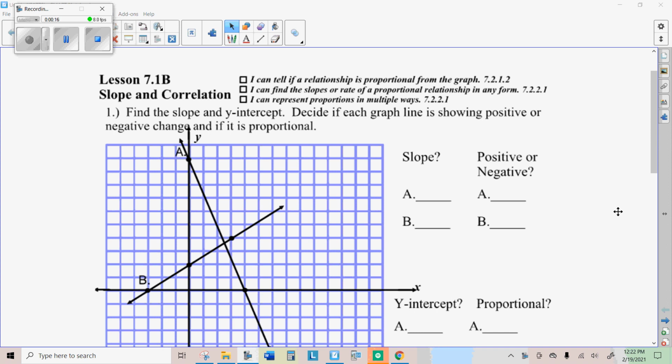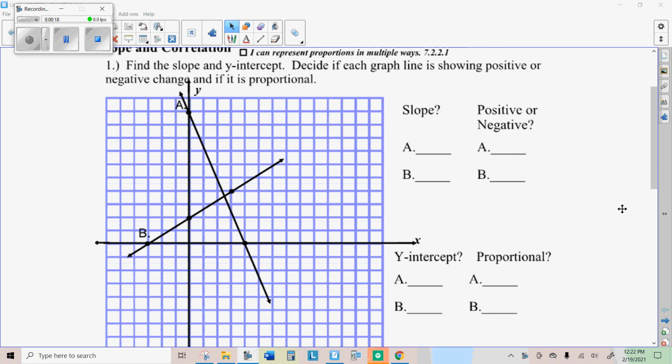Let's just kind of review that and find the slope. Okay. Now, remember that if a line is going in this direction, so as you go to the right, it's going up, that would be a positive slope. And if it's going this direction, so as you're going to the right, it's going down, that would be a negative. So just write those notes there.